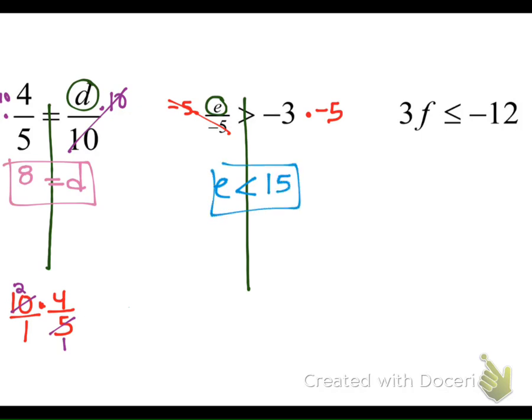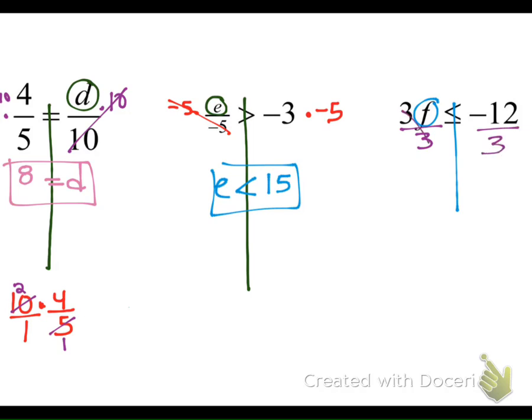How many of you guys got that one right? Okay, good. All right, last one. 3f is less than or equal to -12. Who haven't I heard from? Isaiah, how do I get the f by itself here? You divide it by 3. Divide it by 3, and then you do it to the other side.